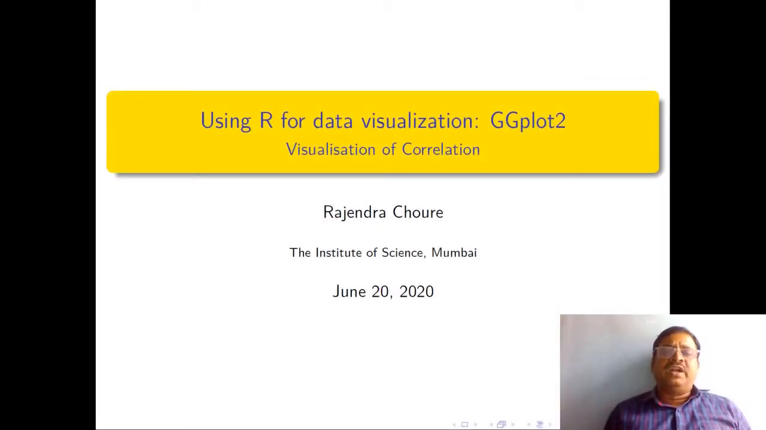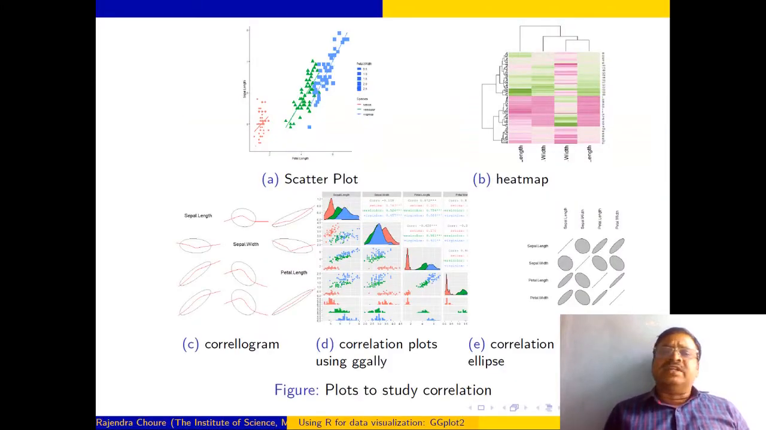Hello friends, we are learning using R for data visualization, ggplot2, and here we are visualizing correlation between the variables. There are various methods to study correlation. Those are scatterplot, heat map, and then correlograms. Different correlogram styles are there.